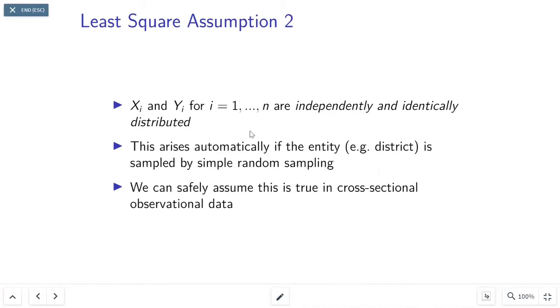The second assumption assumes x and y are independently and identically distributed. This assumption is mostly a problem for medical science, where data collected through clinical trials, for example, are based on randomized experiments. In social science, we use observational data, which we can safely assume is always IID. So this assumption is not something we worry much about.